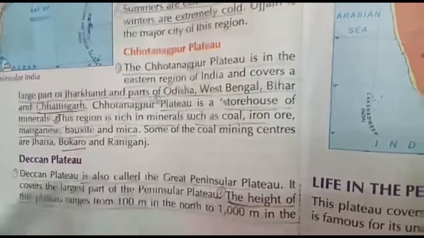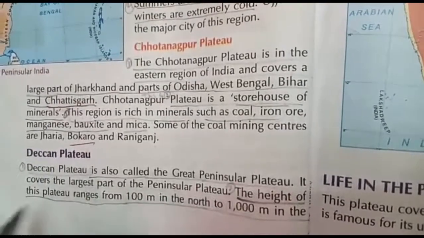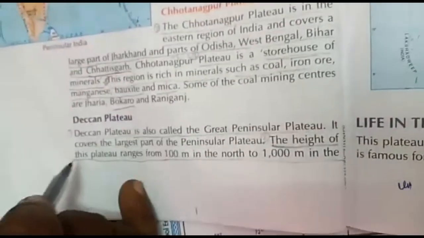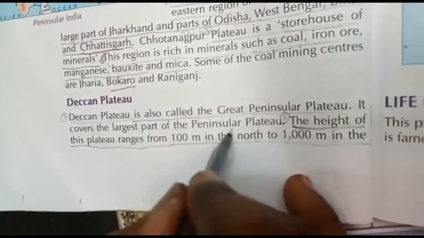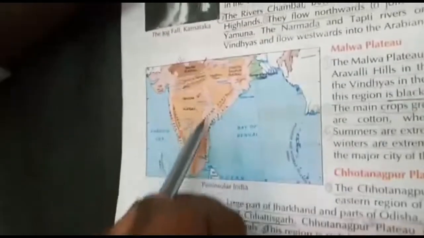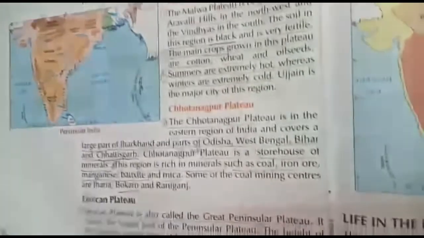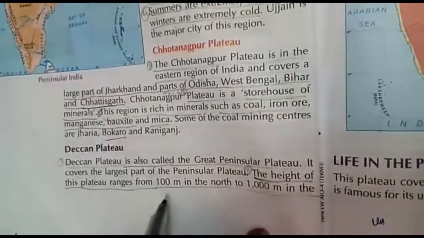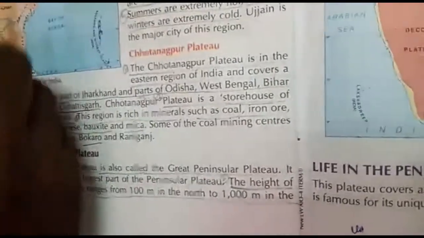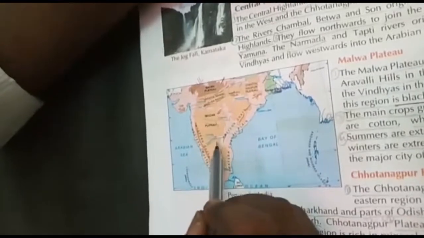Next, we are going to discuss the Deccan Plateau. It is also called the Great Peninsular Plateau. It covers a large part of the Peninsular region. The height of this plateau ranges from 100 meters in the north side to 1000 meters in the south.